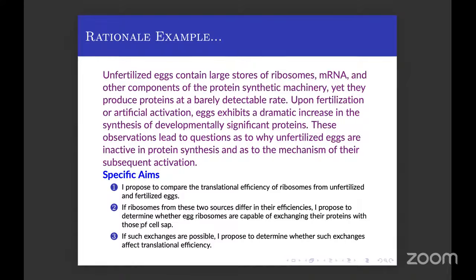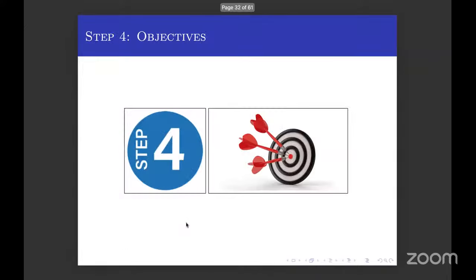So I hope it is very clear that unfertilized eggs have lesser proteins, while fertilized eggs have better protein. So I am going to make an observation on why unfertilized eggs are inactive in protein synthesis, and if I understand, I can try to find something else. Based on that, I am creating specific aims, and based on these aims, I am going to write the rationale of my project.